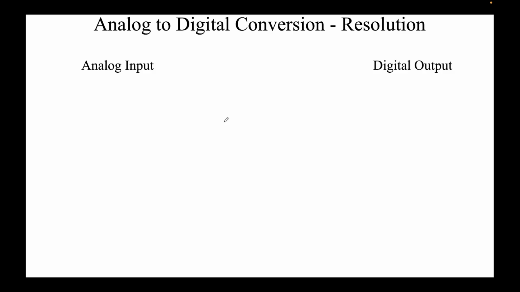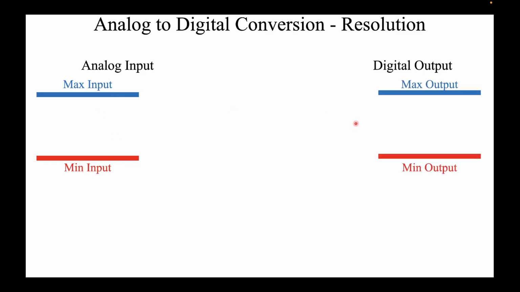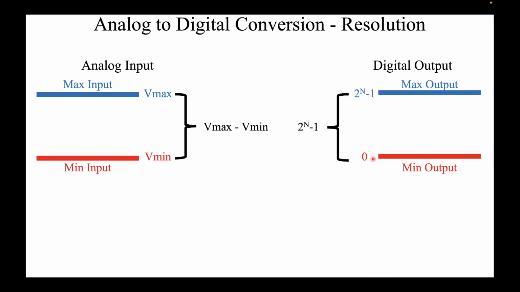So this is analog to digital conversion, and correspondingly we have an analog input and digital output. There's a minimum value of an analog value and a maximum value, and correspondingly there will be a minimum output and maximum output. We denote this on the analog side as V min and V max, so the difference will be V max minus V min. Correspondingly, the minimum output can be 0 in digital, and the maximum output can be 2 raised to the power n minus 1. This is in binary and encoded as decimal.